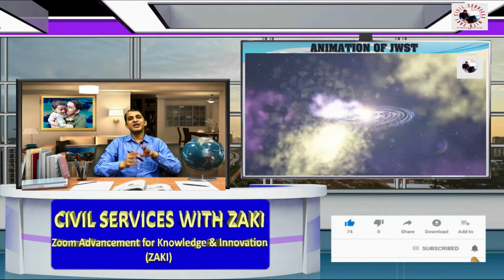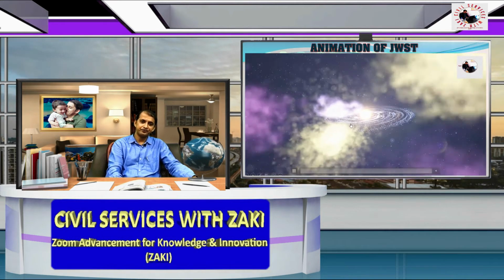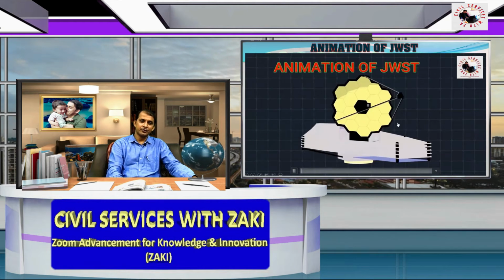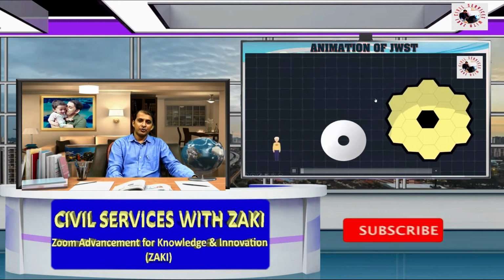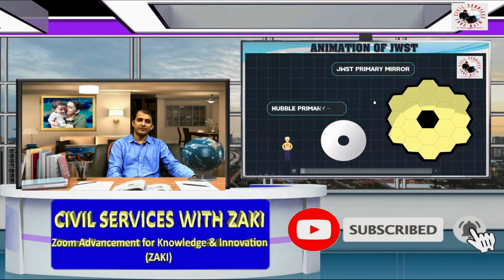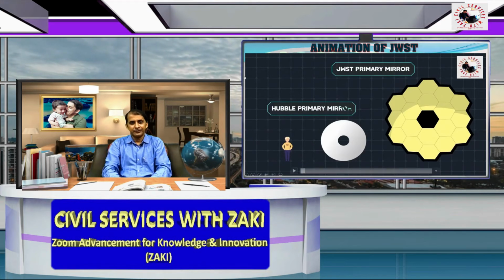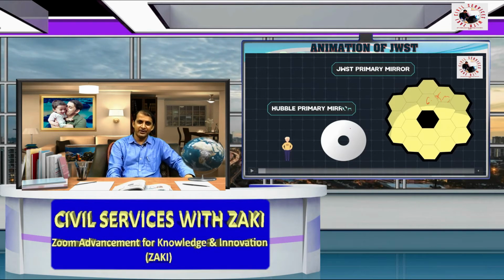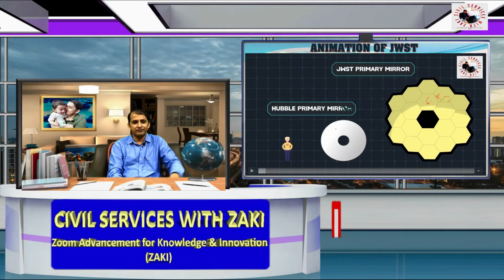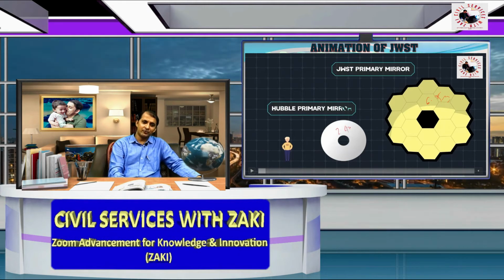So we also see the animation of this telescope. See here, this is the animation of the James Webb Telescope. The first wonder is the James Webb primary mirror. See here, this is Hubble and this is James Webb. Its diameter is 6.55 meters, and the Hubble telescope's primary mirror diameter is 2.4 meters. So that's the major difference.